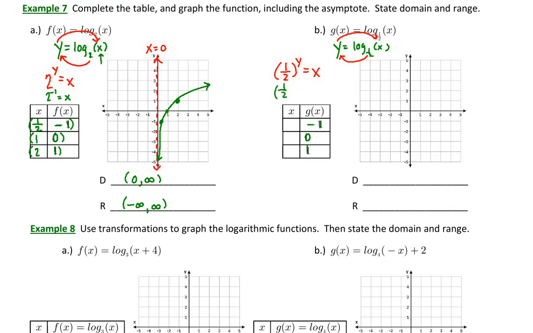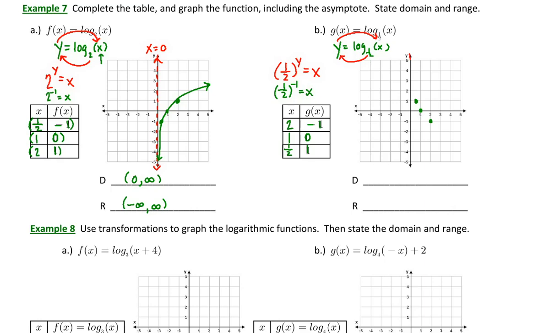So we have 1/2 to the -1 power. Of course, that gives us 2. 1/2 to the 0th power is 1, and 1/2 to the first power is 1/2. So plotting these ordered pairs on our grid, we have ordered pairs (2, -1), there's that familiar x-intercept (1, 0), and (1/2, 1).